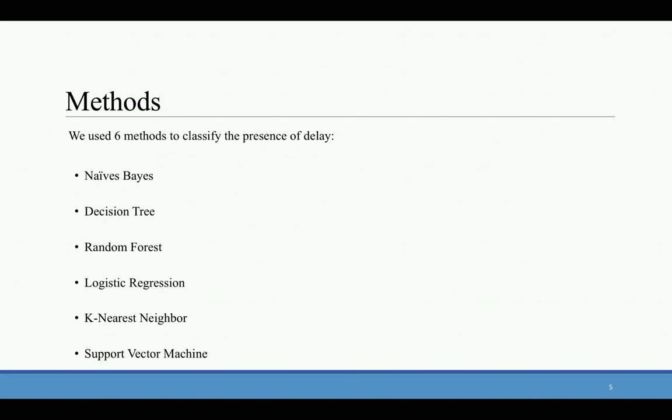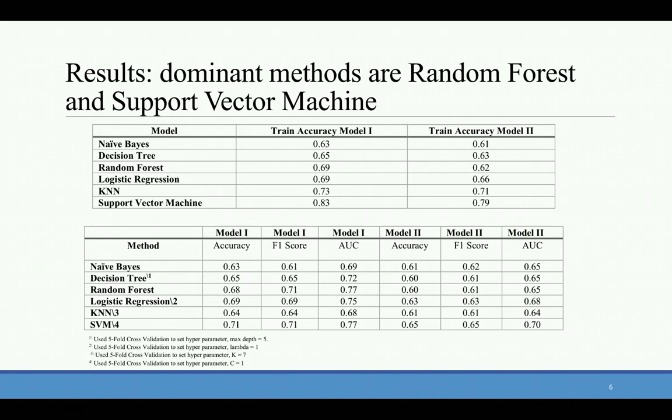We tried different classification methods, as we have a classification problem with two classes, delay or not delay. The performance metrics show us, especially in the holdout test dataset, that the support vector machine and random forest dominate all other models. We can see in the table below that they have the highest accuracy, F1 score, and AUC in both Model 1 and Model 2.